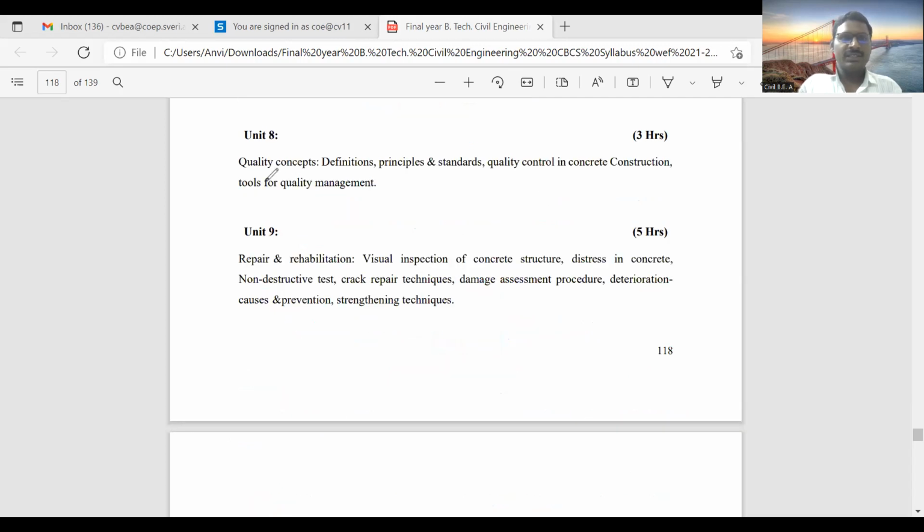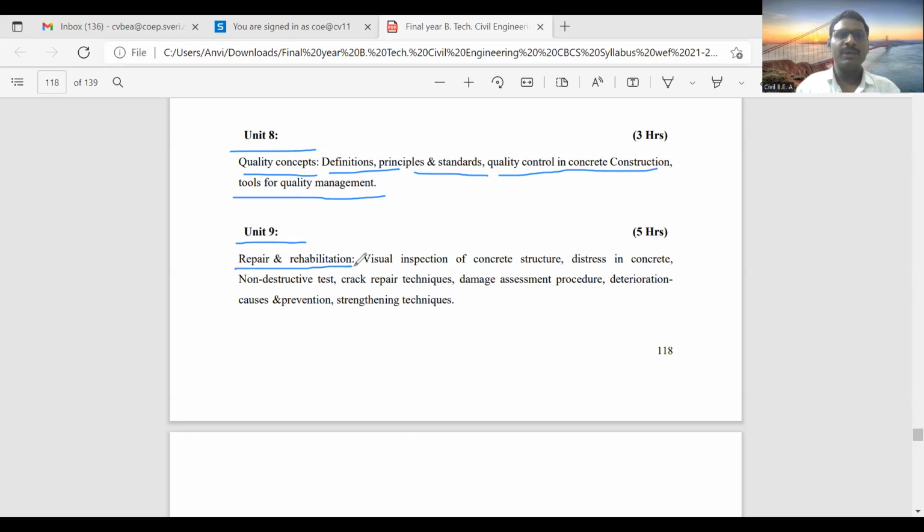Next, unit number 8 is the quality concept: definition, principle and standards, quality control in concrete construction, and tools for quality management. We are preparing the concrete, but how can we decide whether the quality of the concrete is good? What parameters do we have to think about for the quality of concrete? We will learn those parameters in this unit.